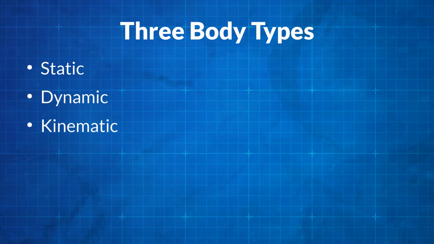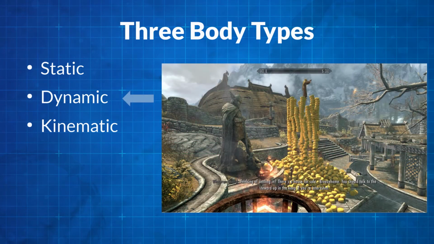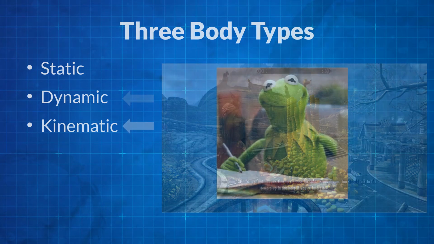Rigid bodies have 3 body types. Static bodies are rigid structures that don't move and can't be moved. They are used for things such as walls or terrain features that other physics objects can walk on or run into. Dynamic bodies can move and can be moved by other physics objects. They can have physics forces applied to them and receive forces when other physics objects run into them. As an example, the cheese wheels in Skyrim are dynamic bodies.